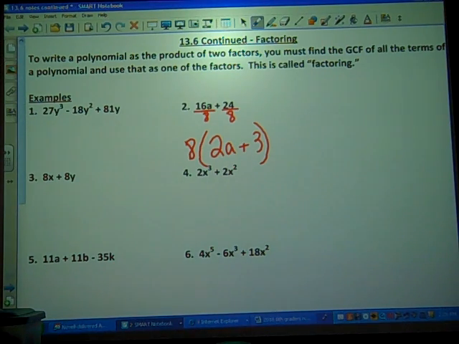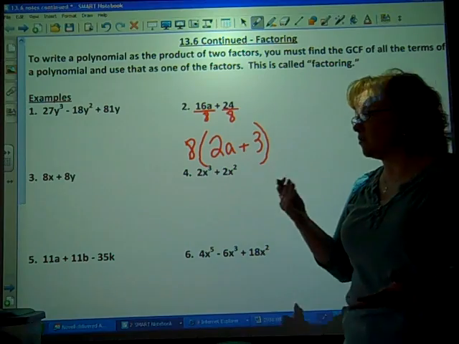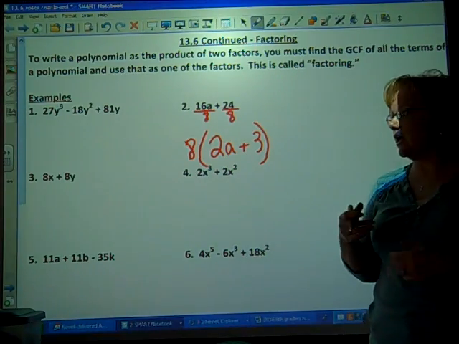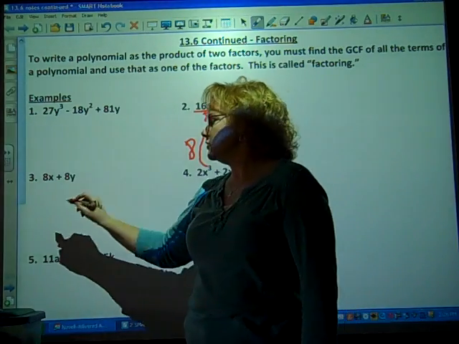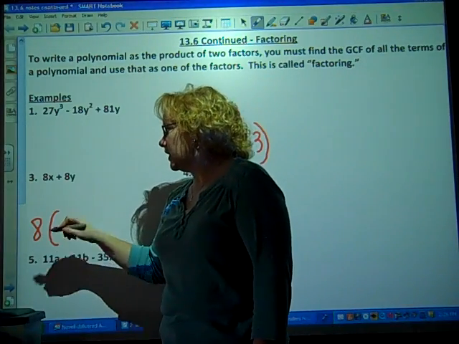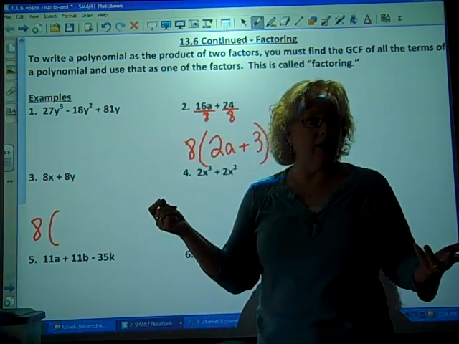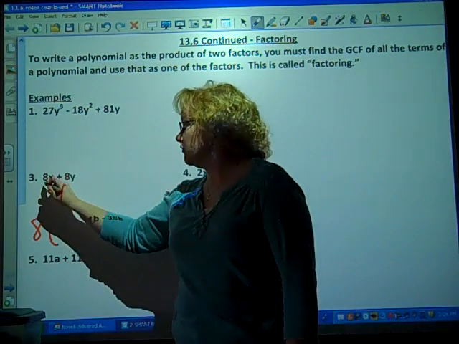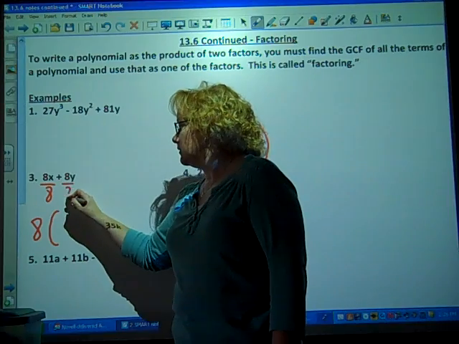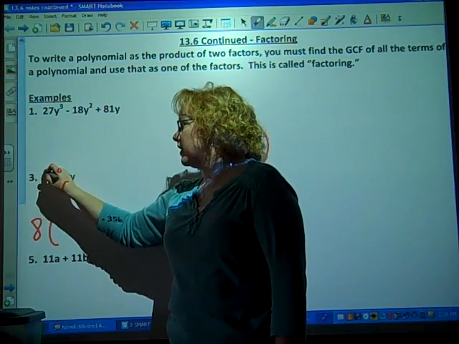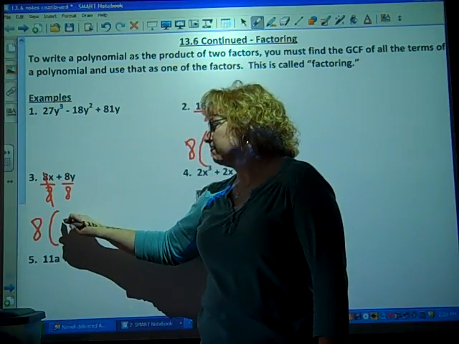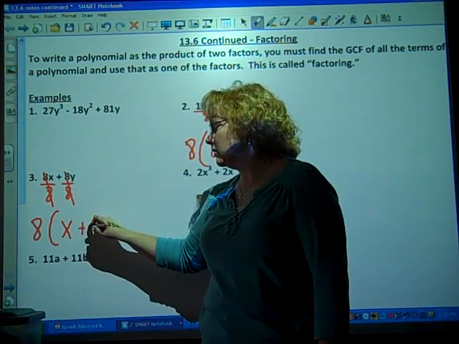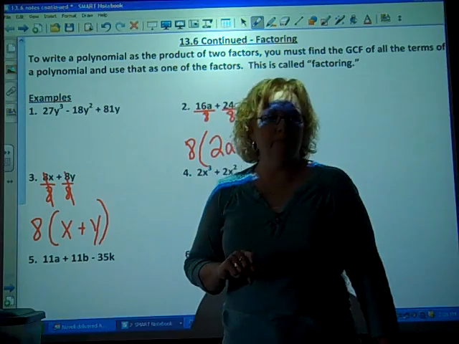Okay? Look at number 3. Number 3 hopefully looks fairly easy. What's my greatest common factor for 8x and 8y? 8. Okay, can I pull out an x or a y? No, it would have to be in both of them to be able to do that. So I'm going to divide out by 8. What do I have left in my first term? 1x, or just x. Second term, plus y. You're done.